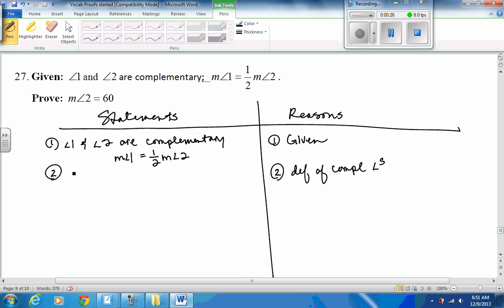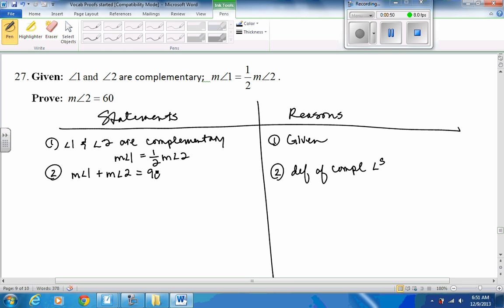If you need to go look that up or pause the video, pause the video and go look at your sheet and try to figure that out on your own, feel free. Otherwise, we're going to go on and just say that measure of angle 1 plus measure of angle 2 equals 90 degrees. Well, I'm supposed to get a relationship with just angle 2 to say that its measure equals 60 degrees.